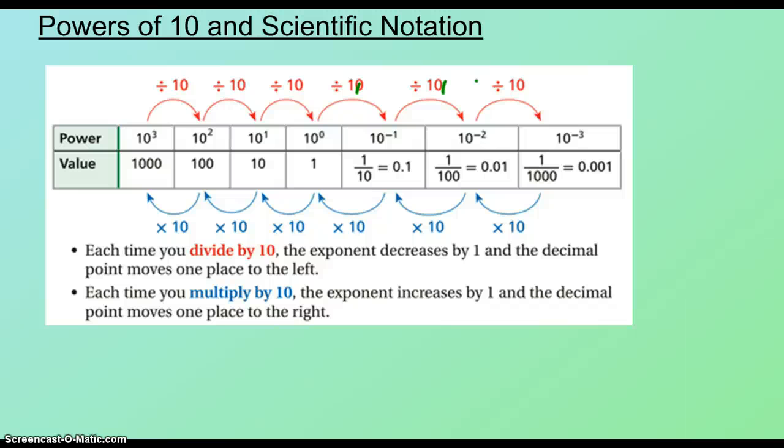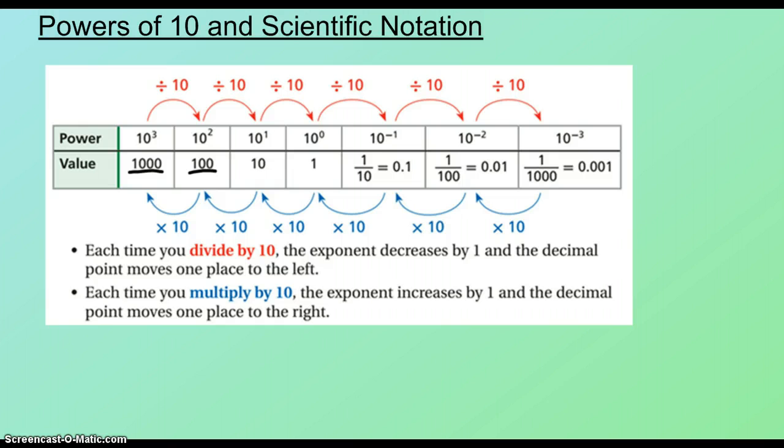Alright, let's talk about scientific notation next, and in order to understand scientific notation we have to look at powers of 10. You can see here on the table we have common powers of 10, like 10 to the third is 1,000 because 10 times 10 times 10 is 1,000. 10 to the second is 100 because 10 times 10 is 100.